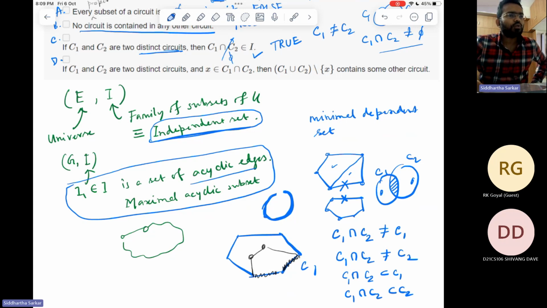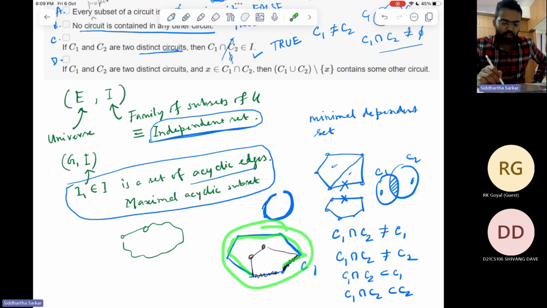So if C1 and C2 are two distinct circuits and X is one element in C1 intersection C2, then if you remove X from C1 union C2, that still contains some circuit. Let's refer to this diagram. This is the setup. The blue one is C1 and the black one is C2. This is the portion which is in C1 intersection C2. If you remove one of these edges, then cyclicity still remains.